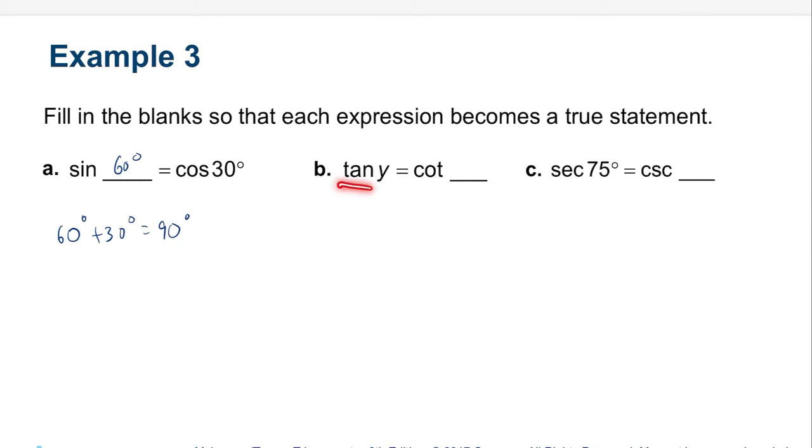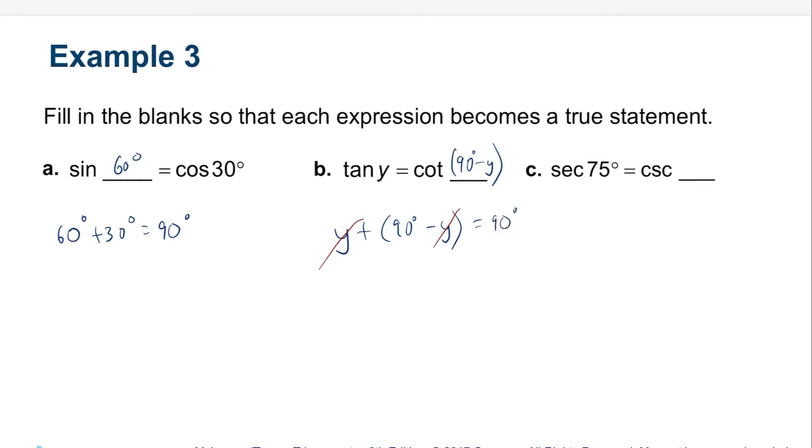Over here, tangent and cotangent are cofunctions of one another. So we do the same thing. We subtract 30 from 90 to get 60. So in this case, we're going to subtract y from 90 to get the complement. All right, and you can also do the same thing where you're adding this angle plus this angle, and you should get 90, which you will, because these angles are going to cancel each other out.